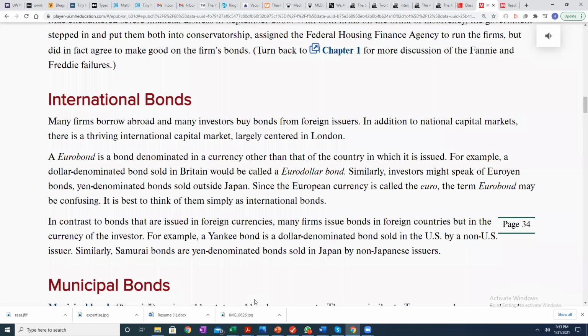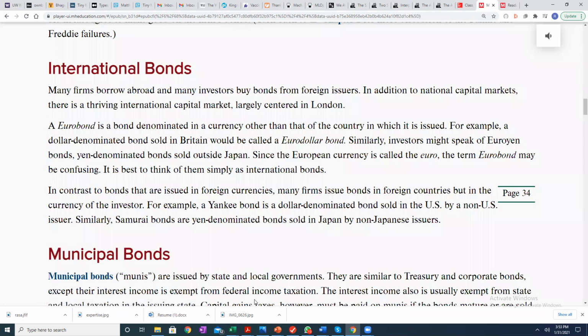Then there are international bonds, like a Eurobond denominated in a currency. They could be Euro-yen bonds, yen-denominated bonds sold outside of Japan. Bonds that are issued in a foreign currency. Many firms issue bonds in foreign countries, but in the currency of the investor. A Yankee bond is a dollar-denominated bond sold in the US by a non-US issuer.